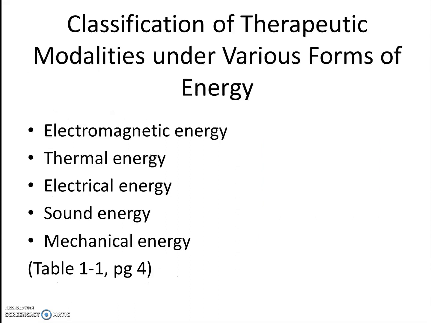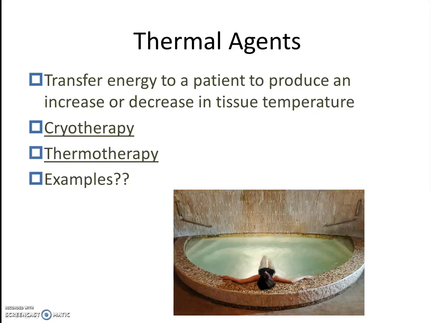As I mentioned, in your textbook, once you do receive that, on page 4, there's Table 1-1, they classify your modalities based on the form of energy that is being used to provide this physical agent. So as I mentioned, we're going to start talking about the electromagnetic, the thermal, and the mechanical first, and we'll also get into electrical and sound energy. So starting first with our thermal agents.